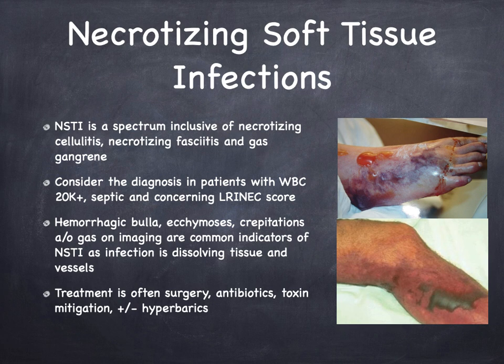Anytime you see a hemorrhagic bulla, ecchymosis, crepitations, and/or gas on imaging, these are indicative of necrotizing soft tissue infection. But by physical exam, I would say ecchymosis and hemorrhagic bulla are some of the hallmarks that I look for, because what that indicates to me is that the infection is so bad that it is dissolving not only tissue, but also blood vessels, which is being released and coming to the surface. The treatment is often surgery, antibiotics, toxin mitigation, and if your facilities allow, plus or minus hyperbarics.